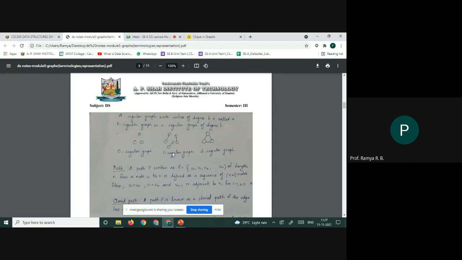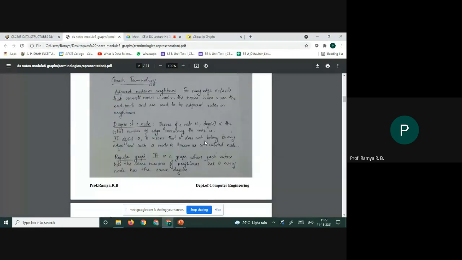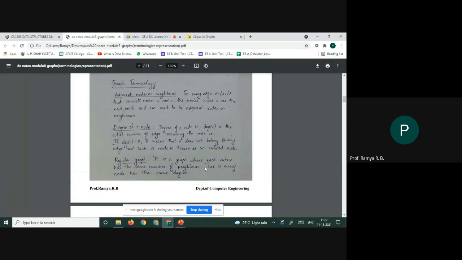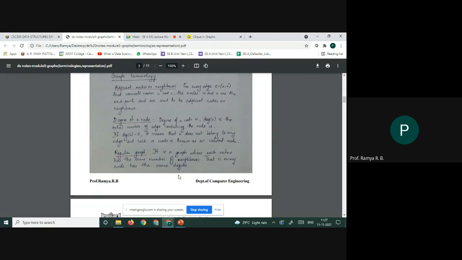This is a one regular graph. That means every node in your graph has exactly one neighbor, or every node has degree exactly 1. Now the third diagram demonstrates a two regular graph. Here every node has exactly two neighbors, or you can say the degree of every node is 2. So what is a regular graph? A graph is said to be a regular graph if every vertex has the same number of neighbors or the same degree. Clear?